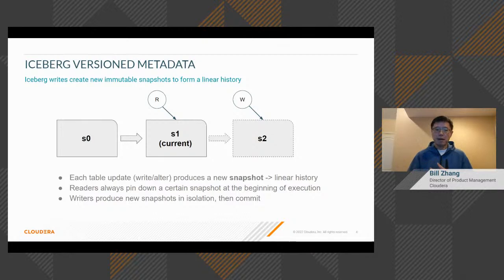You can do comparison, you can roll back to rectify any issues, right? This is actually one of the important use cases I'm going to talk about later on. And also, readers, regardless of which compute engine, will always pin down a certain snapshot at the beginning of the execution, and all writers will produce a new snapshot in isolation.